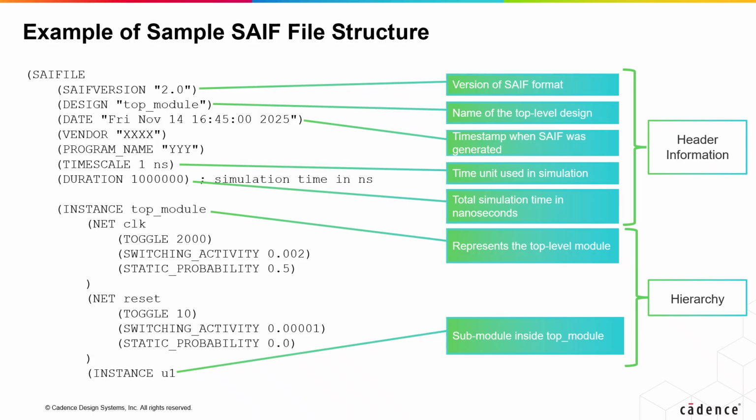Inside each instance, individual nets are labeled with data such as toggle count, switching activity, and static probability, providing the power engine with insights into how often each node transitions and how it behaves statistically over time. For example, a clock signal with a high toggle count but a 50% static probability indicates a balanced switching pattern, while a reset signal with low activity indicates infrequent transitions.